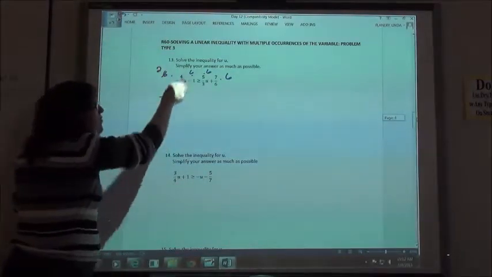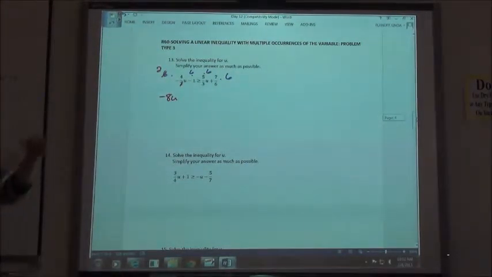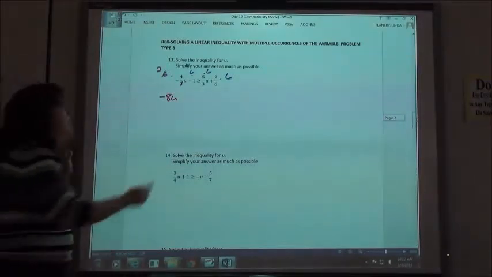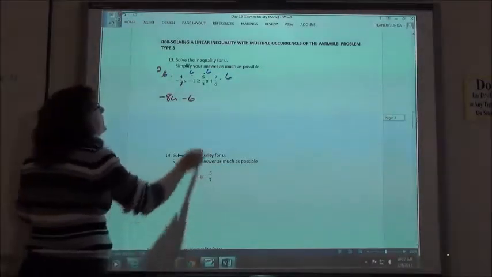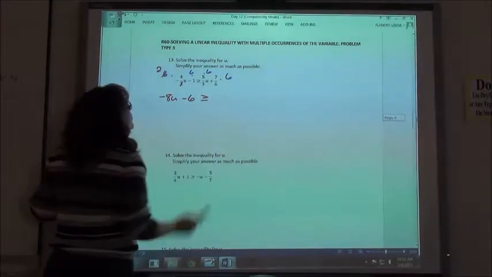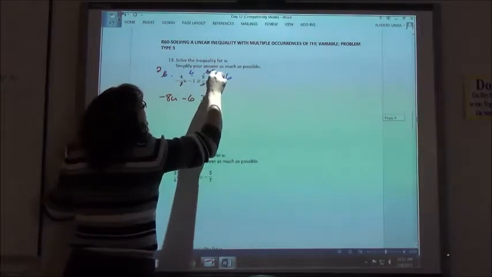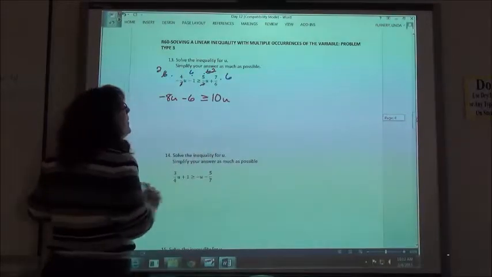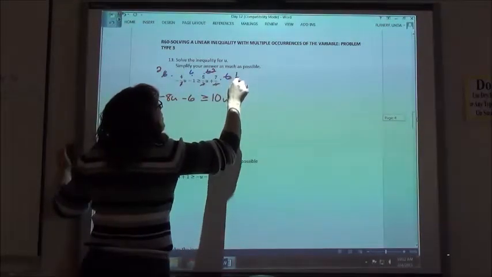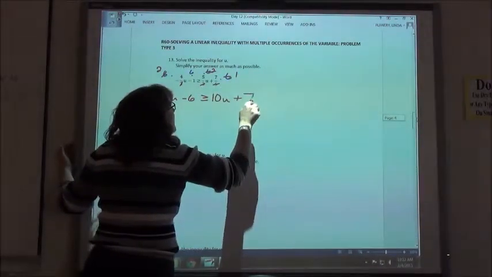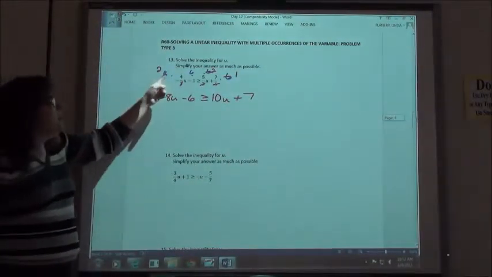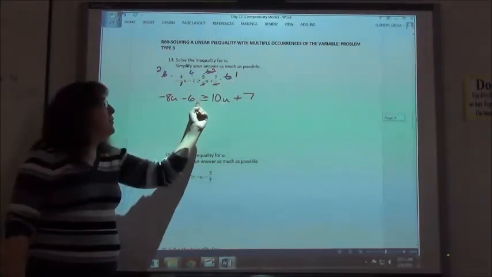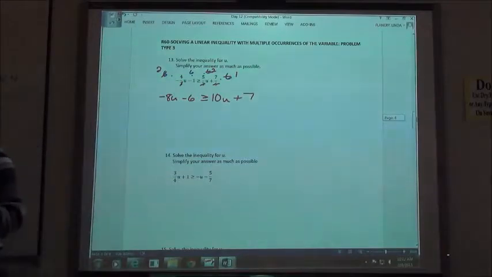Here I don't have a fraction. I can't cancel. I'm going to take 6 times negative 1, which is negative 6. Then I have is greater than or equal to. 3 goes into 6 2 times. 2 times 5 is 10, so I get 10u. 6 goes into 6 once. 1 times 7 is still 7. My common denominator should be a positive number, so I shouldn't be changing any signs on that step there.